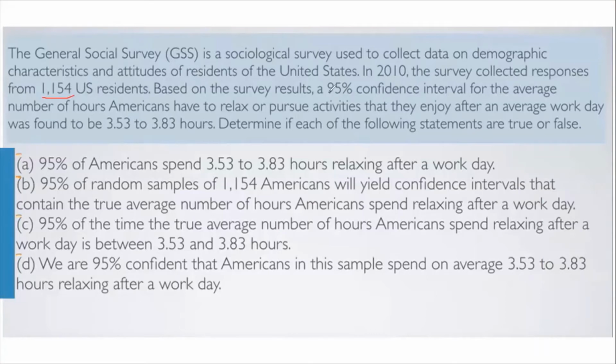And then we got the 95% CI, but the problem didn't state any point estimate. It gives a range for the 95% CI, which is 3.53 to 3.83. The first one states that 95% of Americans spend 3.53 to 3.83 hours relaxing after a work day. Is it true or false? False.